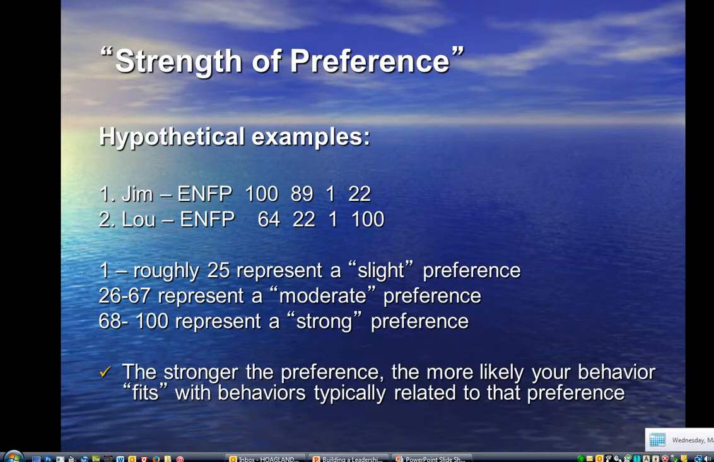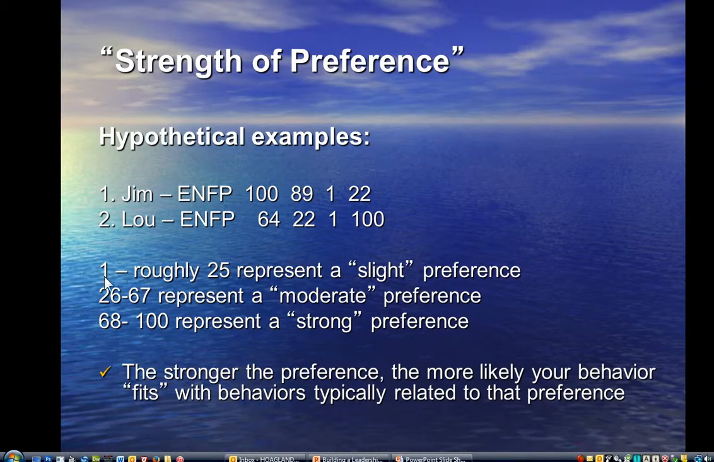Okay, so now we're going to talk about the strength of your preference and the remaining three dimensions or sets of preferences. So in terms of the strength, what you need to do is look at the numbers affiliated with your particular personality type. In this particular case, we're going to use the hypothetical examples of Jim and Lou. Now, what it reads down here is that the numbers represent the strength of preference.